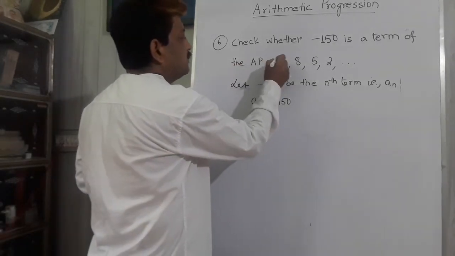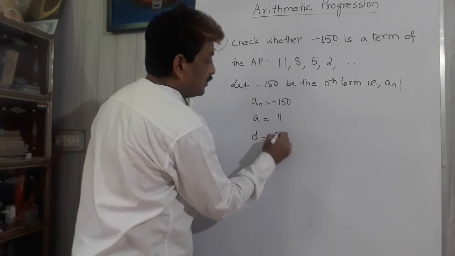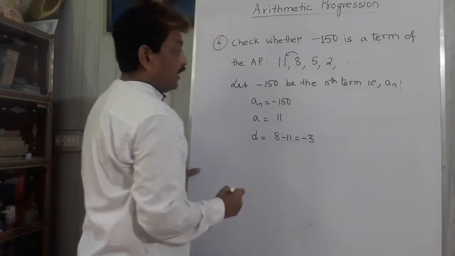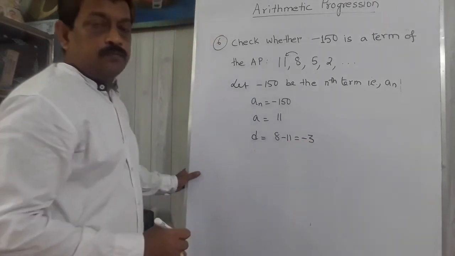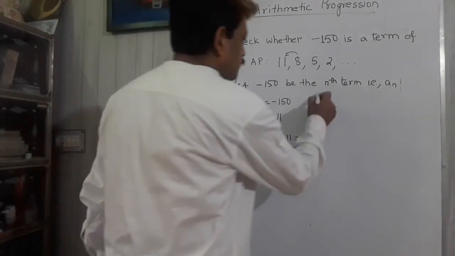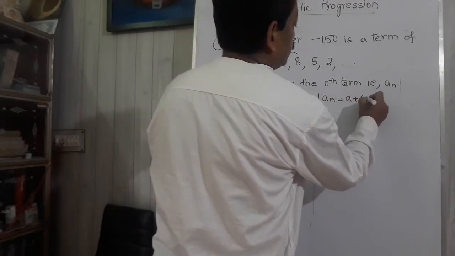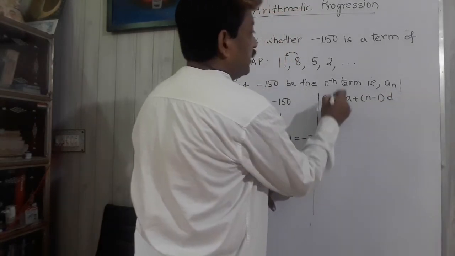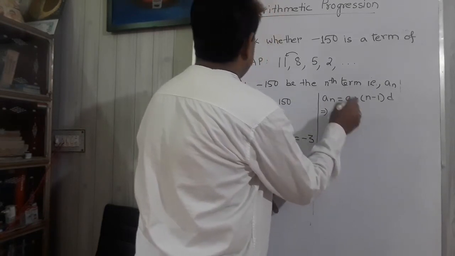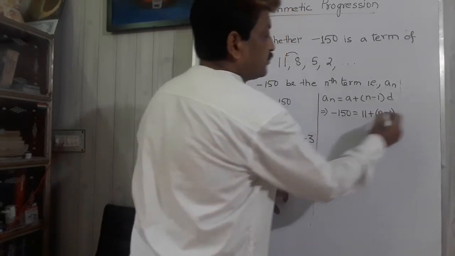So here it is. The first term a is 11. The common difference will be the second term minus the first term, that is 8 minus 11, so it is minus 3. The number of terms we don't know, number of terms we have to find. Okay, so let us use the formula an equals a plus n minus 1 into d. So an, we have assumed that it is minus 150, a is 11, n we have to calculate, and d is minus 3.